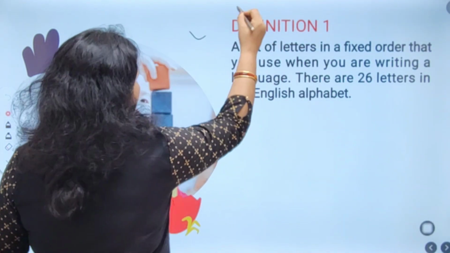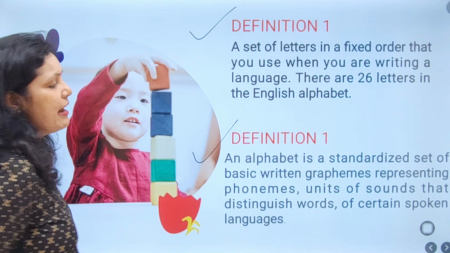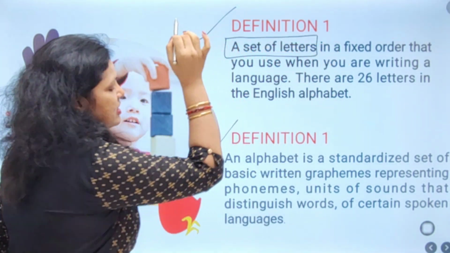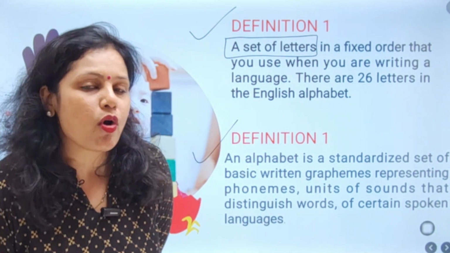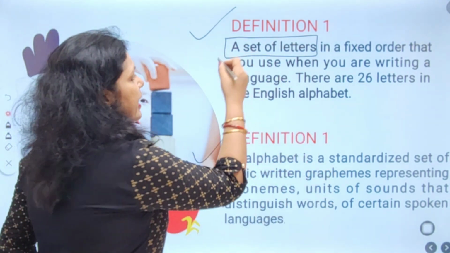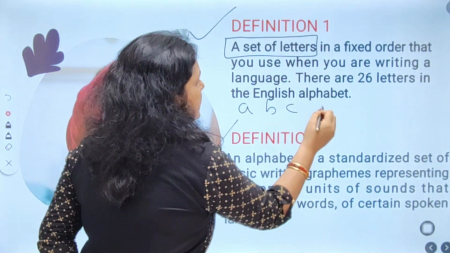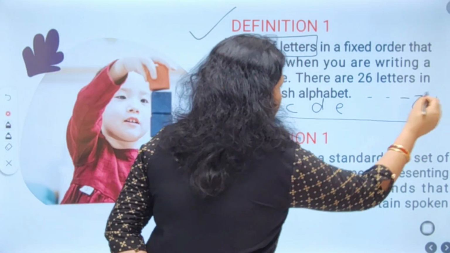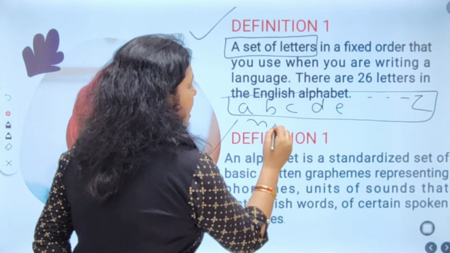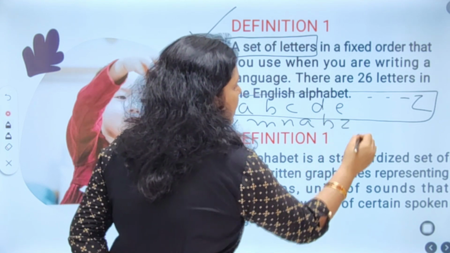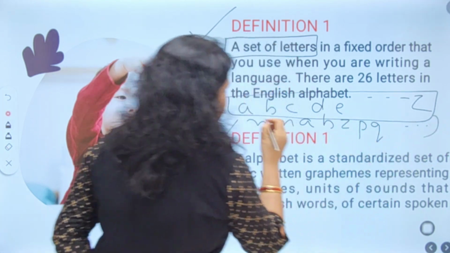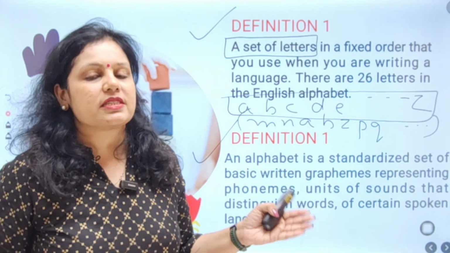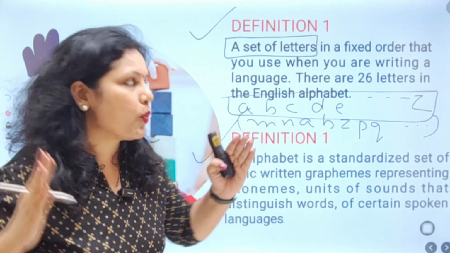Now, we have two definitions as far as the alphabet is concerned. A set of letters. Now what is this alphabet, a set of letters? Set of letters means it could be A, B, C, D, E and then so on, right? So this is a set. Similarly, if I write M, N, A, B, Z, P, Q, again this is a set. So set of letters means irrespective of the sequence, you have 26 letters with you.